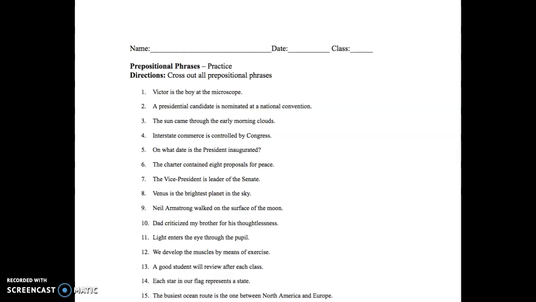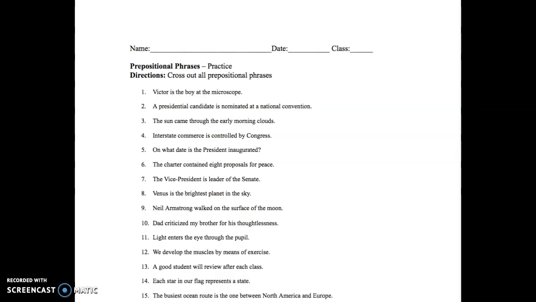I will show you how to do the first one. I don't have a pencil on the computer screen, so I'm going to highlight the prepositional phrase. But I would like you to print this paper out, use a pencil, and cross out the prepositional phrase. The reason why I have you cross out the prepositional phrase is because prepositional phrases are not necessary to have a sentence. They help to show relationships, especially in time and location, but they do not need to be present in order for a sentence to be a sentence.